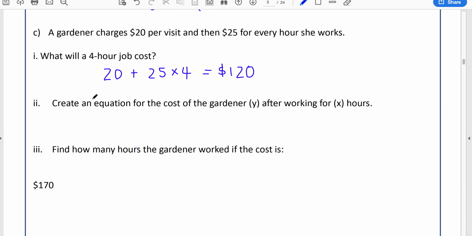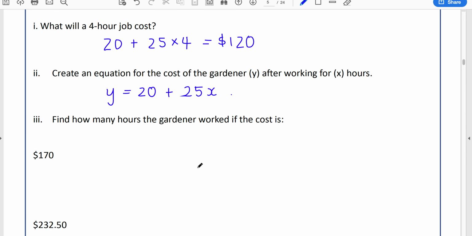Now, you'll notice we're then asked to create an equation for the cost. So if the cost is Y after working for X hours, let's just consider what we just did. We said it was going to be $20, and then $25 for every hour that's worked. We don't know how many hours, but we know we're going to use X for the number of hours. Now, generally, we wouldn't write that times symbol, so I'll just move this over. We would write 20 plus 25X.